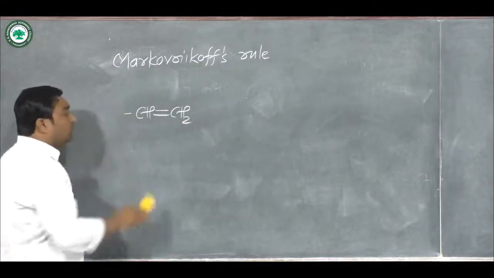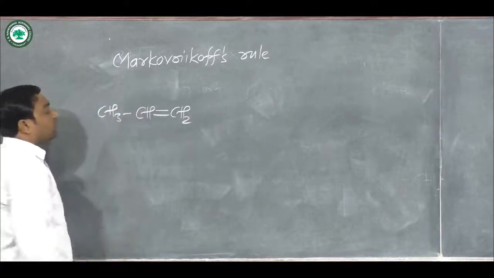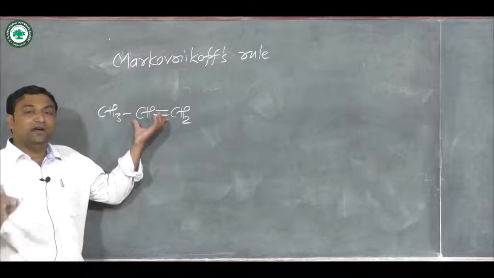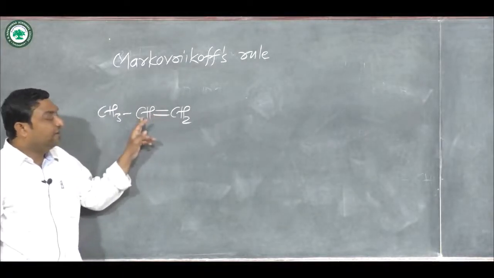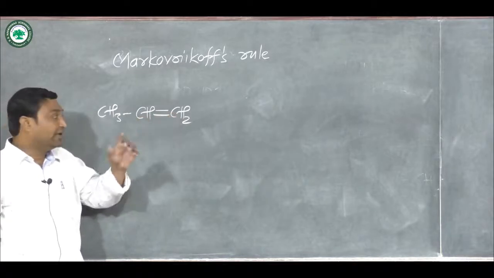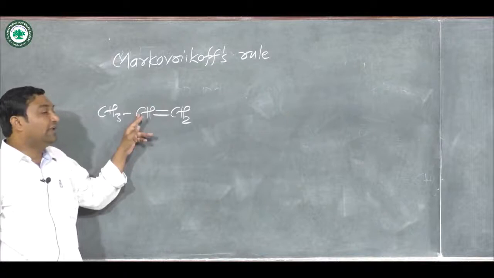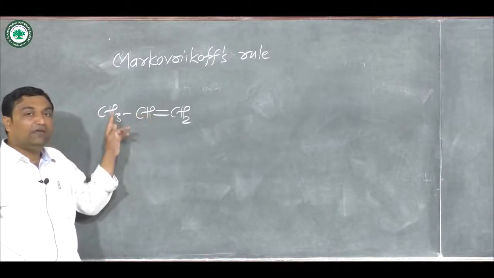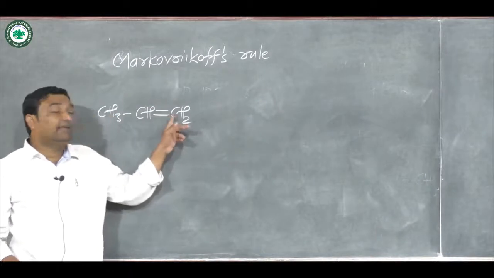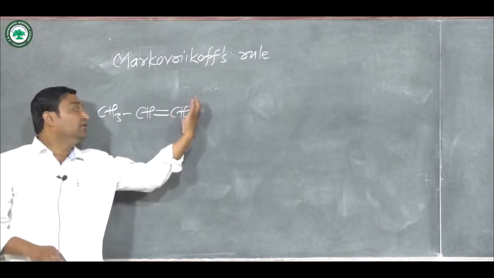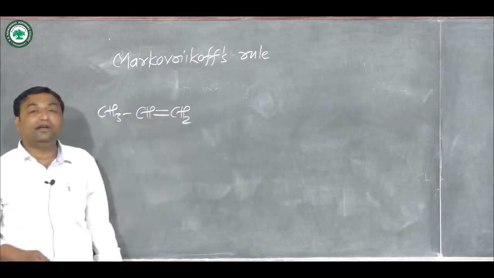For example, we may use 1-propene as an unsymmetrical alkene. These two carbon atoms carry the olefinic bond. Now this carbon atom has one hydrogen and one CH3 as substituents, whereas this carbon atom contains two hydrogen atoms. That's why it becomes unsymmetrical in nature.